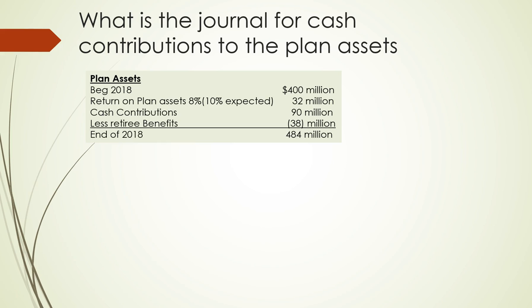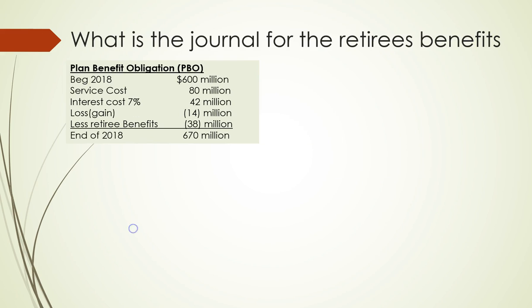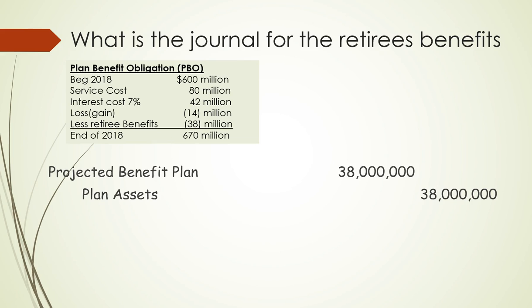Now, what is the journal entry for the cash contribution to the plan assets? It's going to be plan assets, cash. What's the journal entry for the retiree benefits? It reduces the projected plan benefits, or PBO, obligation, and it's going to reduce our plan assets.